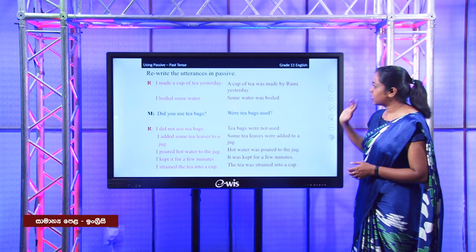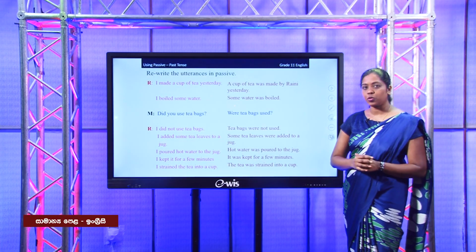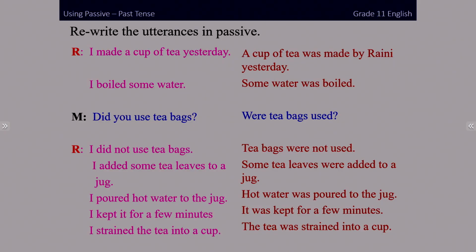If you are done, this is how it should look. I made a cup of tea yesterday. What was made? A cup of tea was made by whom? By Raini, because it is Raini who spoke and she said I, so obviously it is Raini. Okay. I boiled some water. Some water was boiled. Did you use tea bags? Were tea bags used? Because you know it is a plural subject. I did not use tea bags. Tea bags were not used.